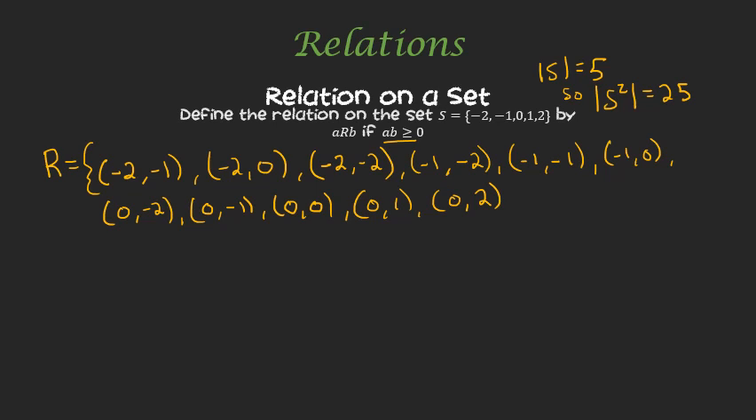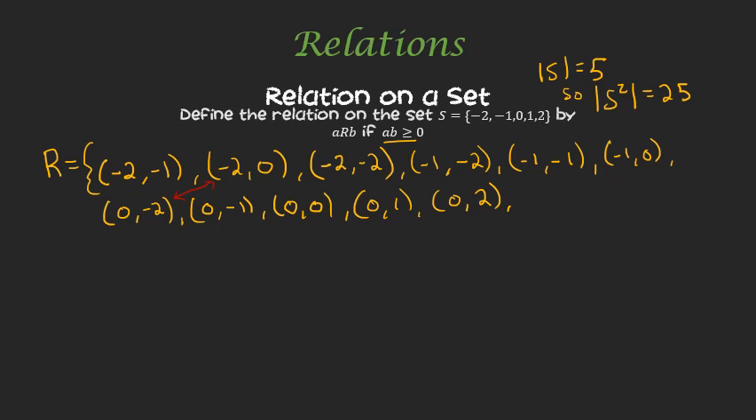Notice something: you really do have to run through all the possible pairs. So like (0, -2) and (-2, 0), these are two distinct elements, right? These are ordered pairs. Those are different elements, and they're both part of the relation. So make sure you're checking all possible ordered pairs in S cross S.